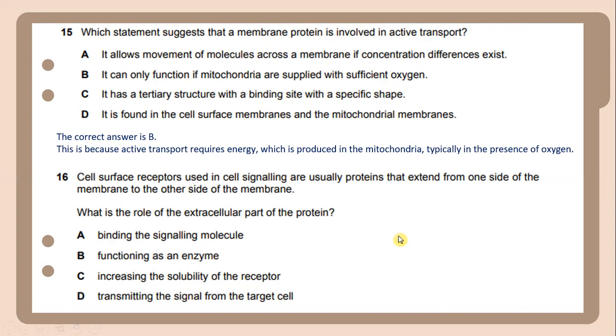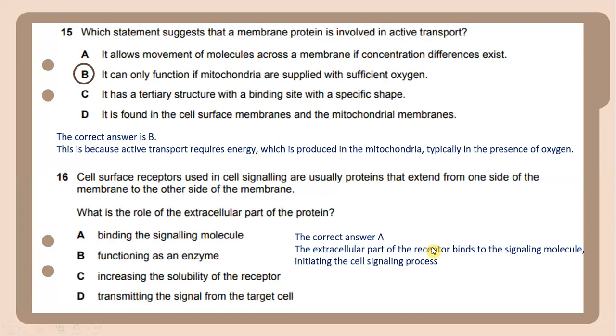Cell surface receptors used in cell signaling are usually proteins that extend from one side of the membrane to the other side of the membrane. What is the role of the extracellular part of the protein? The answer will be binding the signaling molecule. So the extracellular part of the receptor binds to the signaling molecule, initiating the cell signaling process.